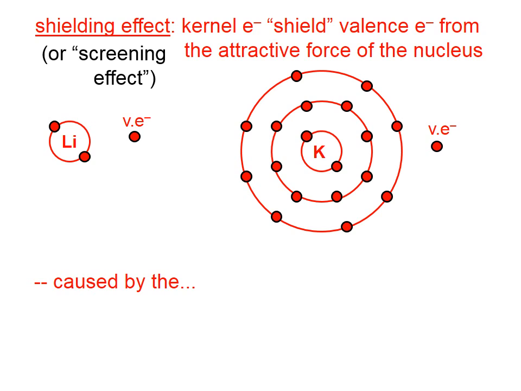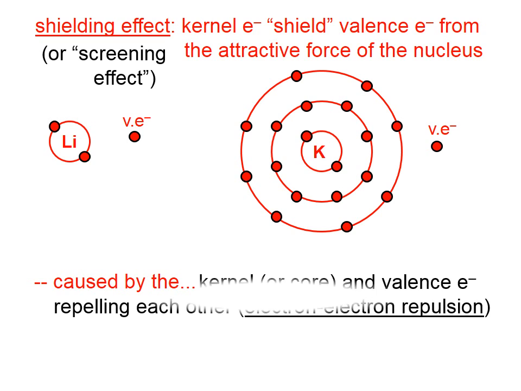The shielding effect or screening effect is caused by the kernel or core electrons and the valence electrons repelling each other in what we call electron-electron repulsion. Of course, electrons all tend to repel each other because they're all negatively charged, and like charges tend to push each other away.